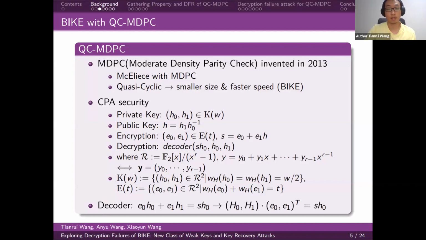Private keys h0 and h1 are two vectors, each having half the weight of w. Public key h equals h1 multiplied by the inverse of h0. During encryption, the message is represented as (e0, e1) with weights adding up to t. Ciphertext is computed as e0 plus e1h. During decryption, the decoder processes s, h0, and h1. It transforms the polynomial multiplication into quasi-cyclic matrices big H0, big H1 multiplied by vector e0 and e1.